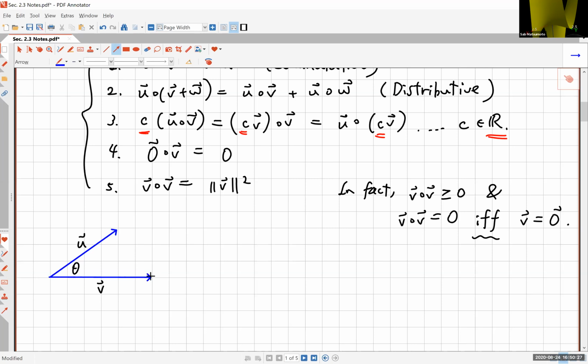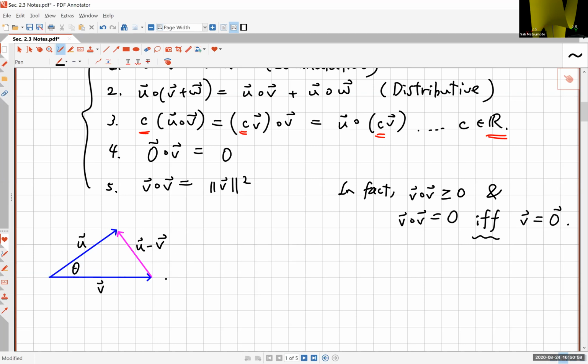U minus v is this vector that goes from, I'm going to draw this in a different color, a nice color. All right, so this is a vector going from the tip of v to the tip of u. We called this vector previously u minus v, and it is what that is because u minus v plus v is going to give you u, as you can picture here.